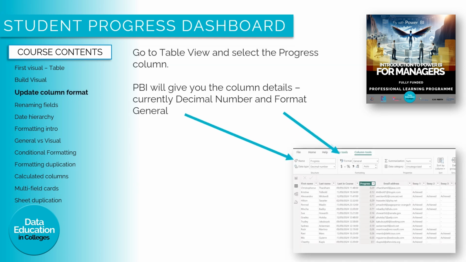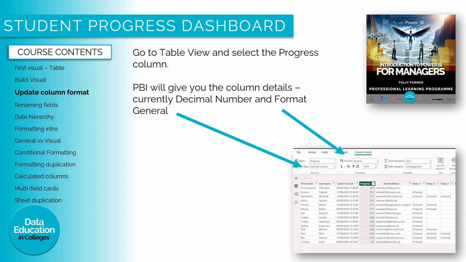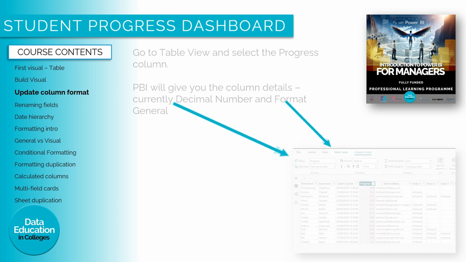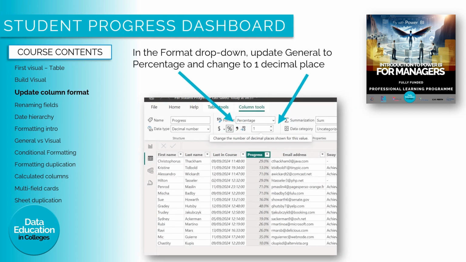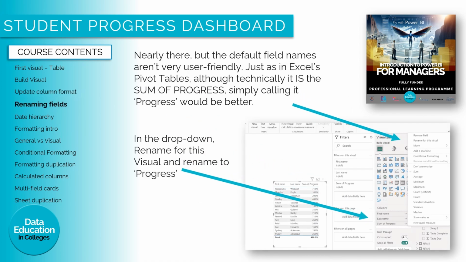We'll fix that. Go into the table view and select the progress column. You can see the details there, so update format from general to percentage and 1 decimal place. If you now return back to your dashboard, you'll see it's updated.